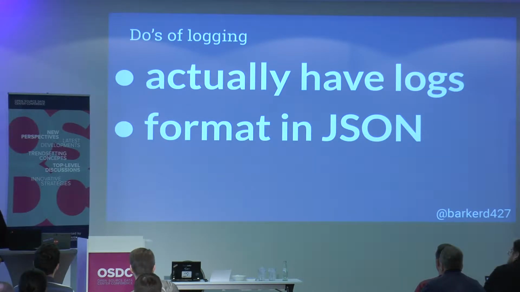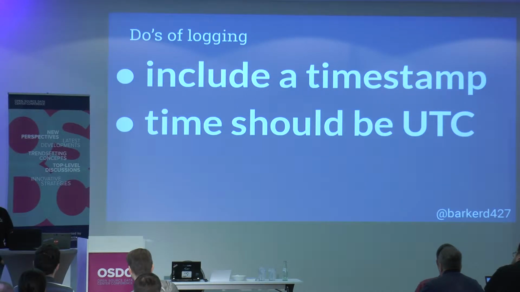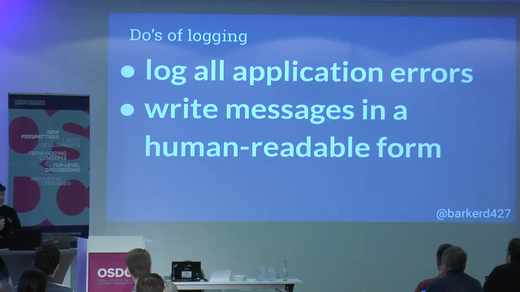There are some do's and don'ts of logging, so we'll cover the do's. You should actually have logs, and you should have them in JSON format so that your computer systems can process those and move them around these other systems. You should include a timestamp. That time should be in UTC. If it is not in UTC, that is technical debt, and you should start migrating that or figuring out how to. Every company I go to has this problem, and it is a challenge.